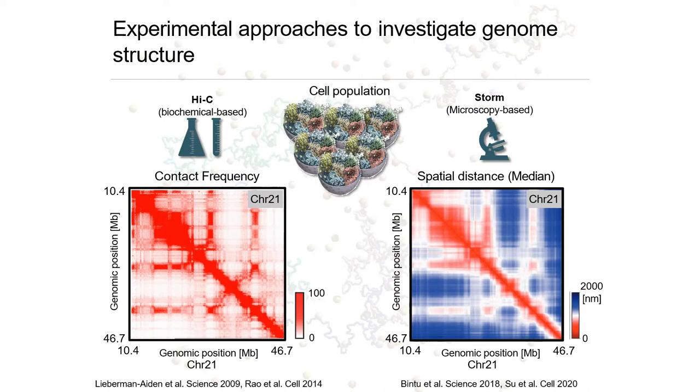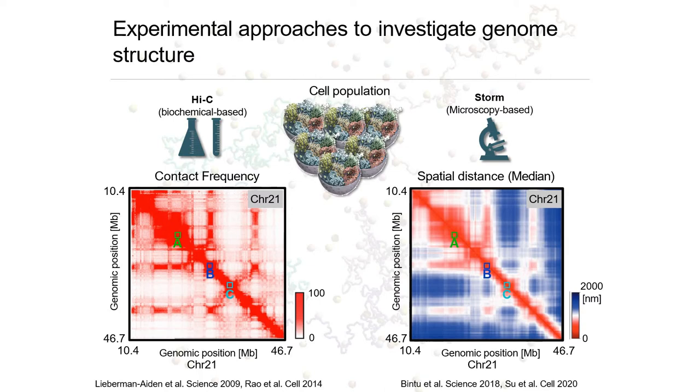With several biochemical steps, you come with this kind of data that you see here, which corresponds to chromosome 21 in particular. And this kind of data is a matrix where each pixel tells you the contact frequency of distant site pairs along the genomic sequence.